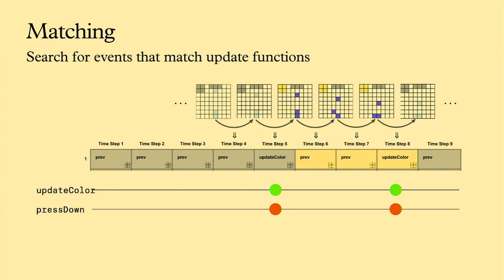So this is where the color changed according to this matrix, right? The update color function was applied. And so as you can see, there's a correspondence temporally, right? When the user clicked and when this update function was applied.